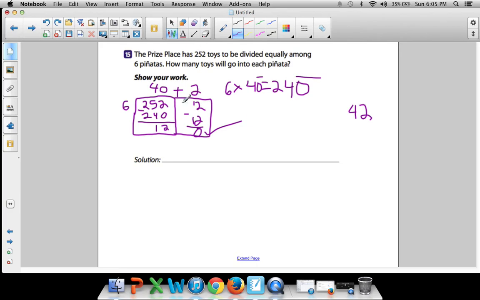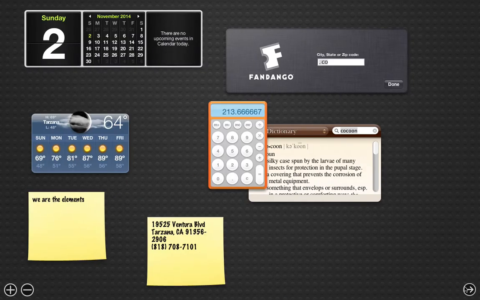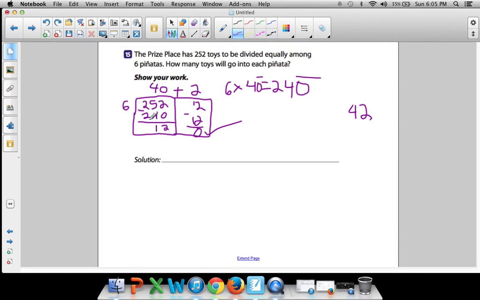So let's do that in a calculator real quick. 252 divided by 6 to make sure we did it right. 252 divided by 6, 42. Hip hip hooray. That was the easy one. I'll take that. I love easy ones like that.